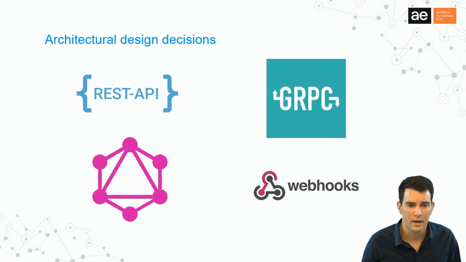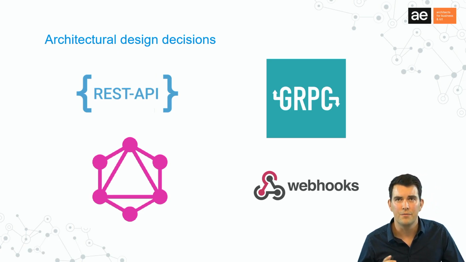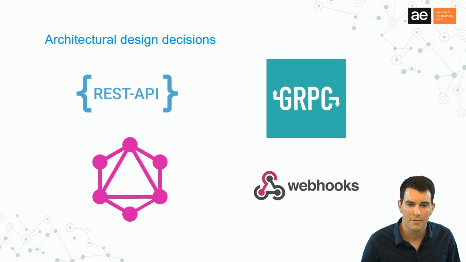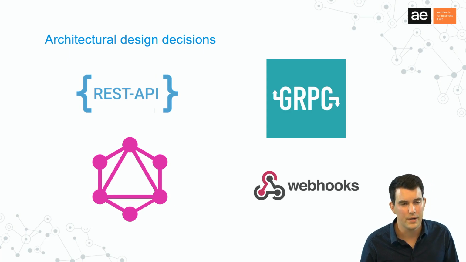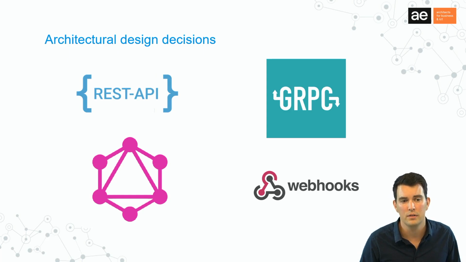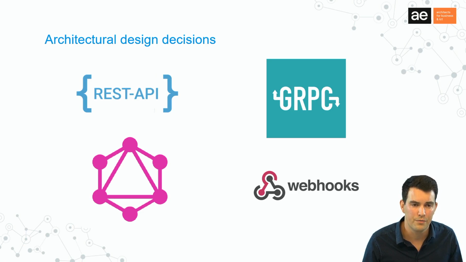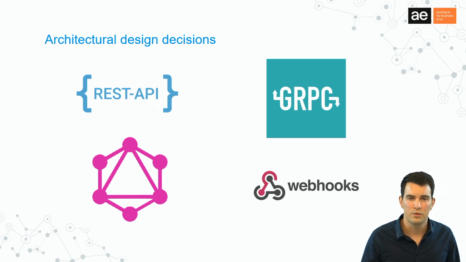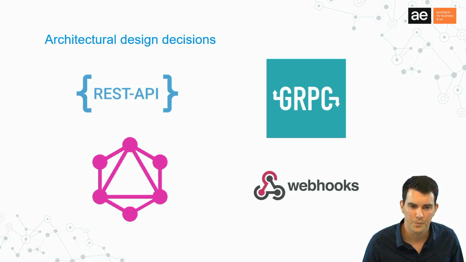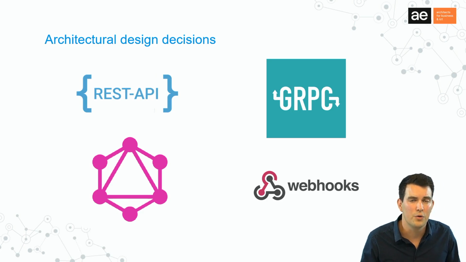And webhooks, well, that's a different way to retrieve information. With REST APIs or gRPC or even GraphQL, the consumer polls or asks the server for information. With webhooks, the server will provide information to the consumer when something happens at the server side. So the data, the updates, the events are automatically sent to the consumer instead of the consumer requesting them.